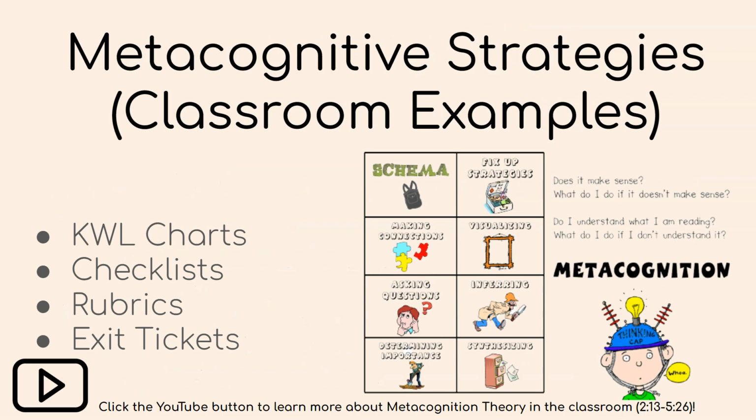Checklists. I, and I'm sure many of you, use checklists for students as they are writing. This allows them to self-monitor as they move through the writing process. A strategy matrix. This allows students to see the strategies, how to use them, when to use them, and what to use them for. Exit tickets. These allow students to check for understanding. This also allows them to decide if there are any misconceptions or confusions that they can have cleared up.